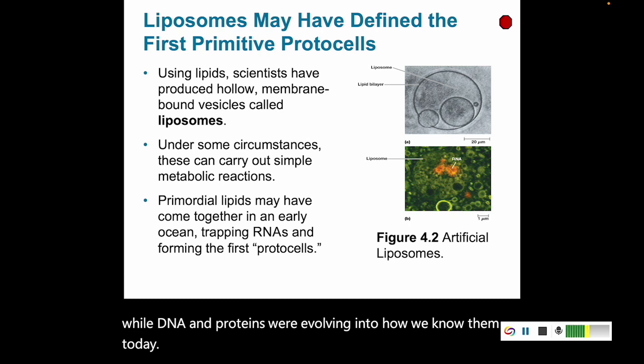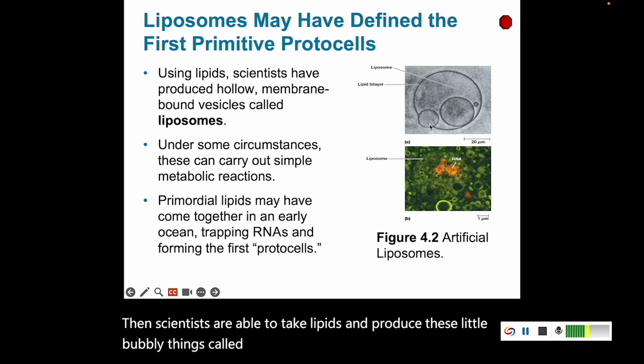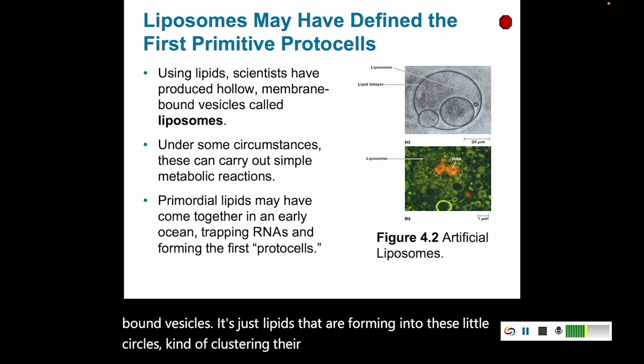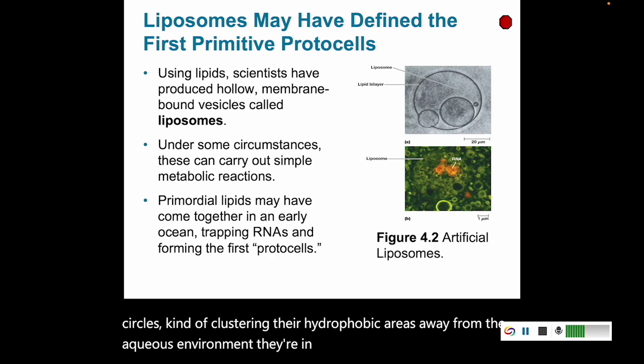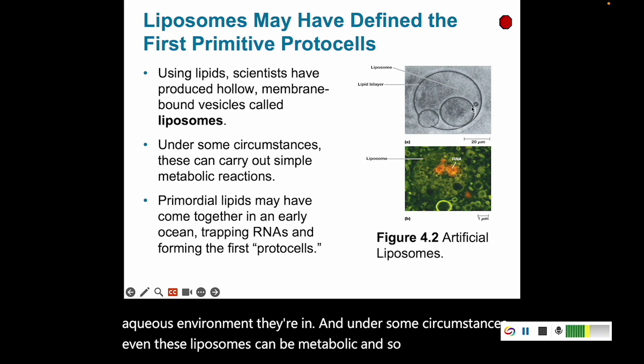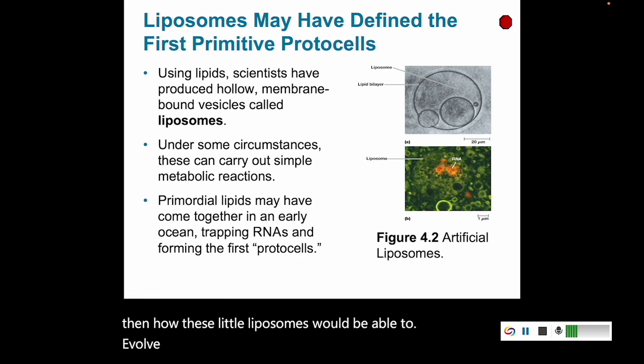Then scientists are able to take lipids and produce these little bubbly things called liposomes. These are hollow, membrane-bound vesicles. It's just lipids that are forming into these little circles, kind of clustering their hydrophobic areas away from the aqueous environment they're in. And under some circumstances, even these liposomes can be metabolic. And so it's easy to see then how these little liposomes would be able to evolve into the cell membranes, the lipid-based membranes that we have today.